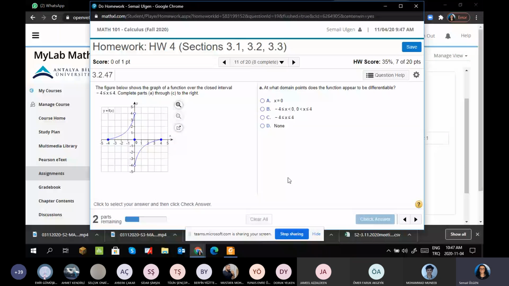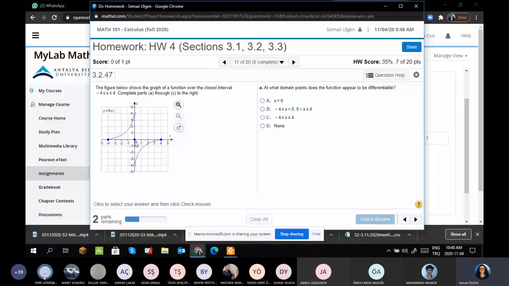The figure below shows the graph of a function over the closed interval -4 to 4. Complete parts A through C to the right. This is the butterfly example, but this function is just the other way around; it looks like a butterfly function. At what domain points does the function appear to be differentiable? First of all, the points that are going to cause us problems are the origin and -4 and 4.